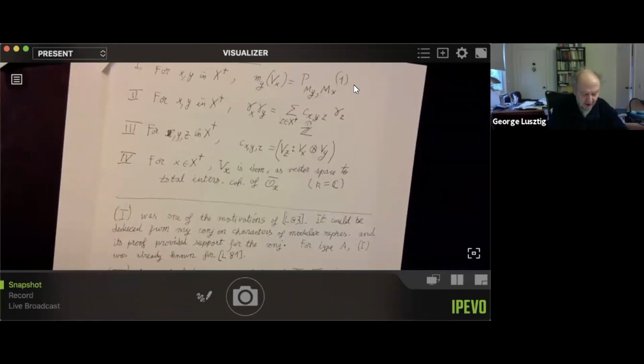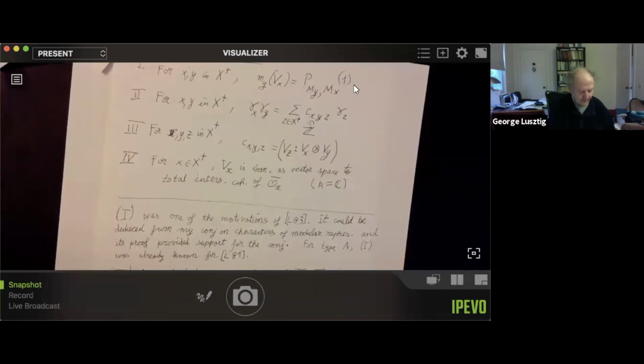And for those polynomials, it was known that the value at 1 is a multiplicity of a weight. That's a classical result in Macdonald's book. So it was known in that case. So I had these two motivations.